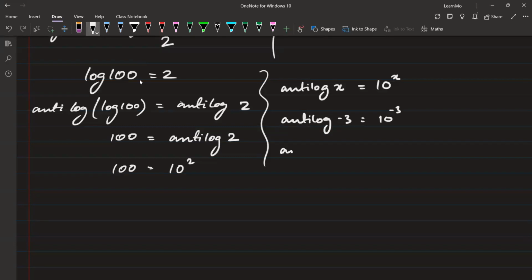Similarly, if I say antilog of, let us suppose we have -4, -5, कुछ भी, 10 to the power -4. That's it. अरे Yes or no? Say yes or no. This is easy only, na?